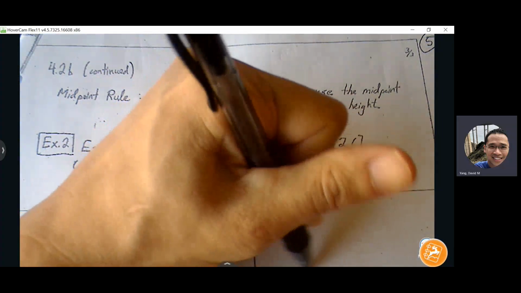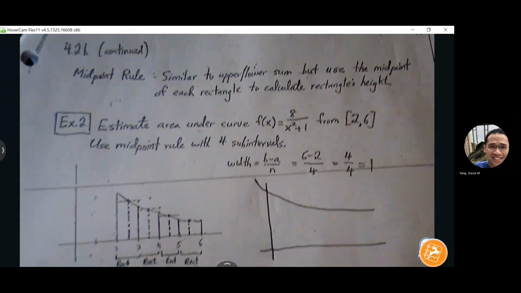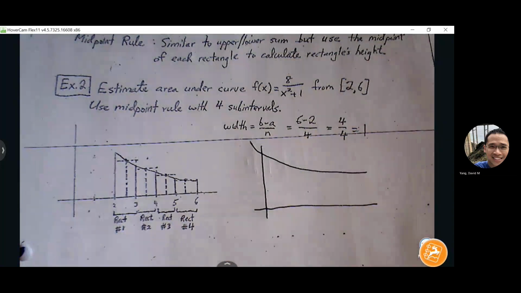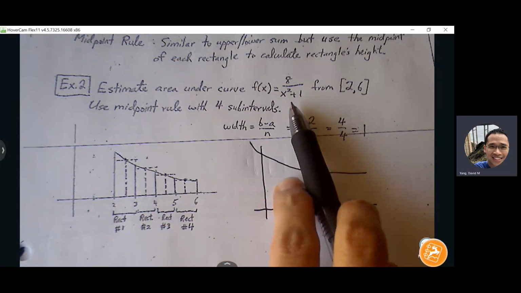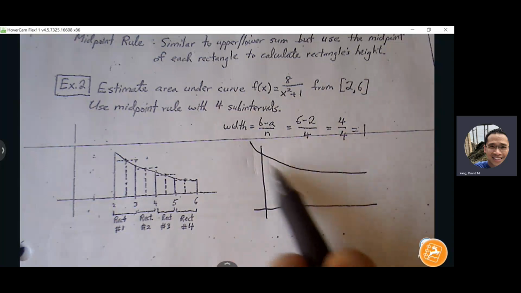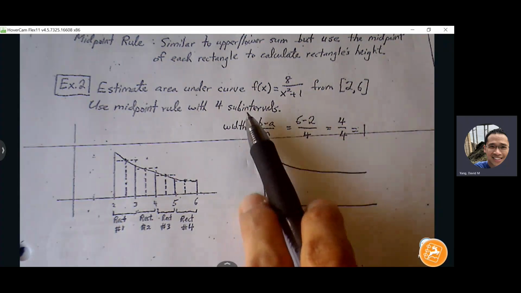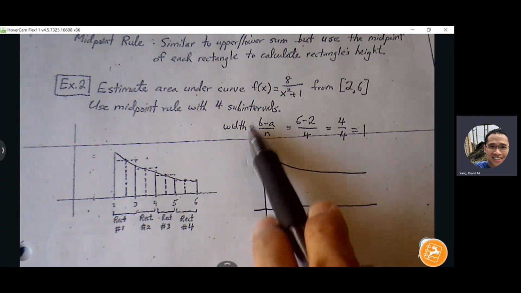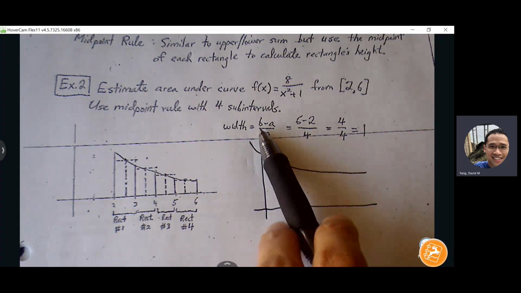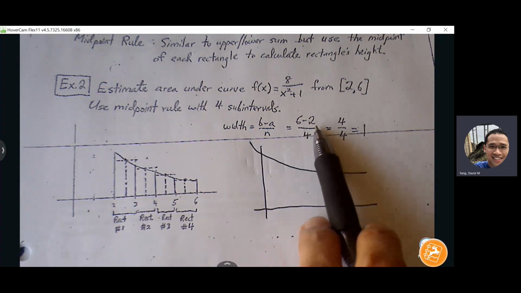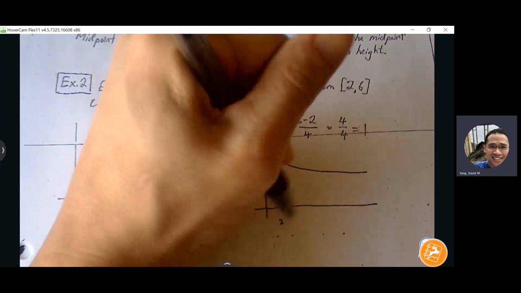So let's say I had this graph. And I worked out some of it already. This is the graph of 8 over x squared plus 1. We want to go from 2 to 6. We want to create 4 subintervals. And we use the same width formula as we do with other rectangles, b minus a over n. My a is 2, my b is 6. 6 minus 2 over 4. 4 over 4 is 1. So we're going to go from 2 to 6.